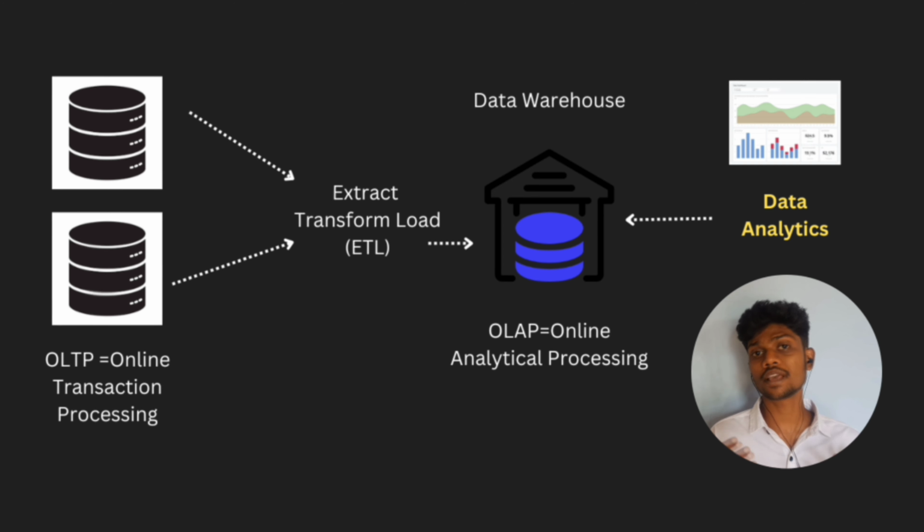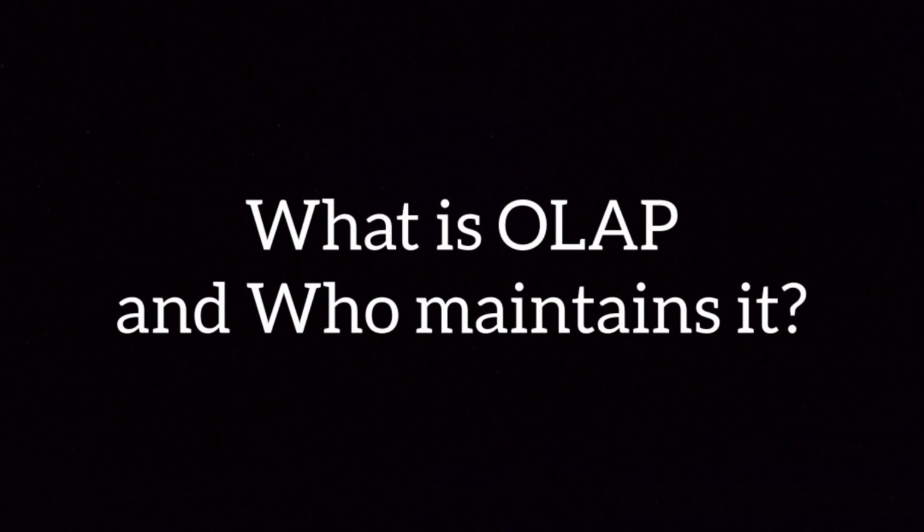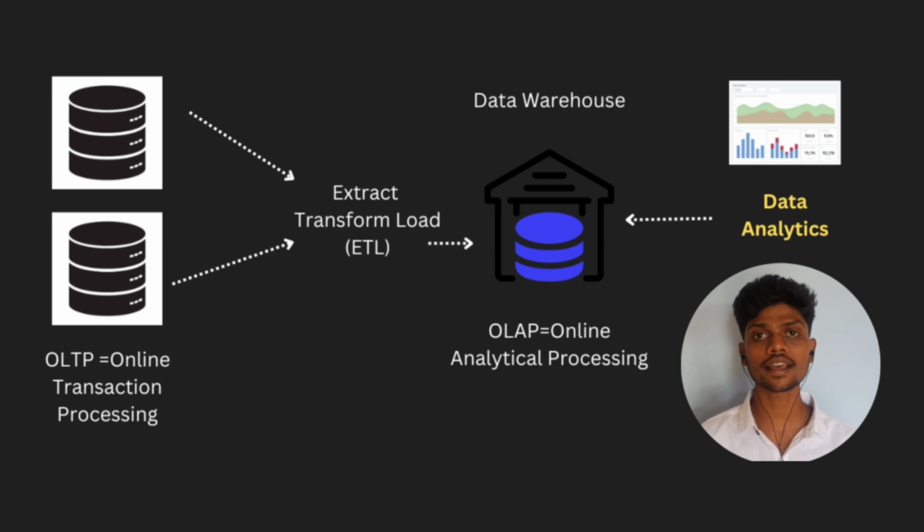A data warehouse is a place where clean and structured data lives. It is made for analysis and reporting purposes. Data engineers are the ones who maintain the ETL process and make sure the data warehouse stays updated. What is OLAP and who maintains it? Now the data is clean and stored in the data warehouse, so we can use OLAP, online analytical processing, to analyze it.